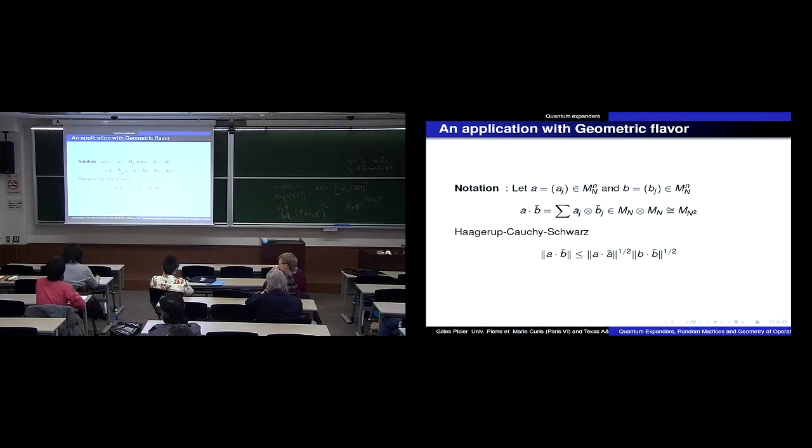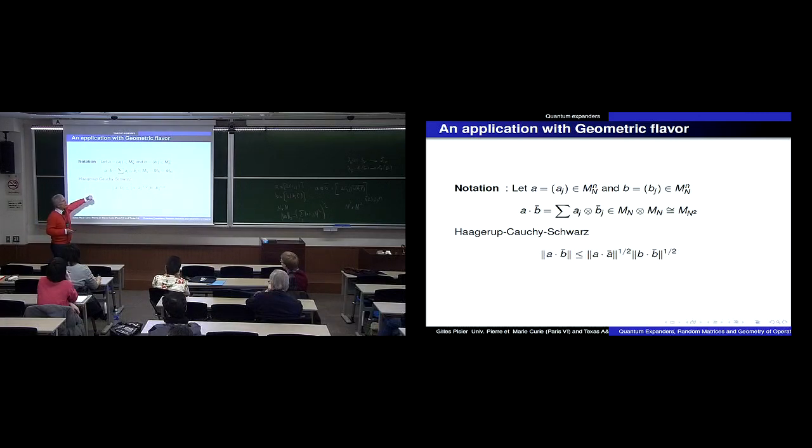So let me now give you an application which is closer to the interest that I have for quantum expanders. I'm doing things using quantum expanders, and I'm trying to require of you as few definitions and notations as possible. So let me use a trick, a notational trick.